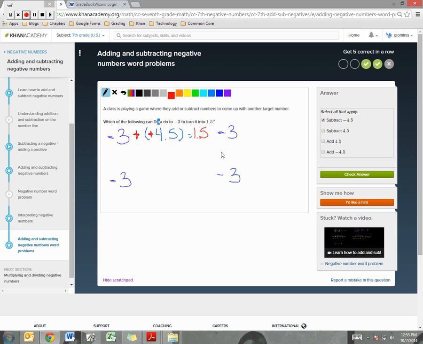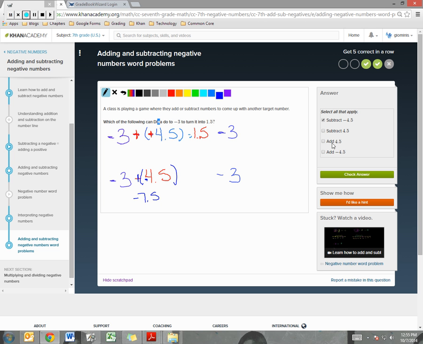The next one says subtract 4.5. So we have negative 3 minus 4.5. Again, same principle. We have subtracting integers. So let's keep, change, change. So we have negative 3 plus negative 4.5. That gives me negative 7.5.